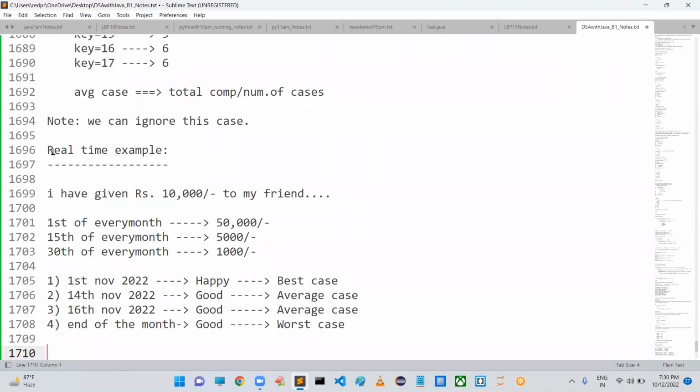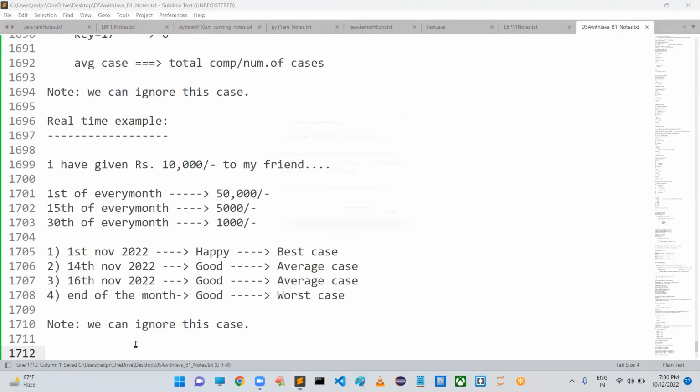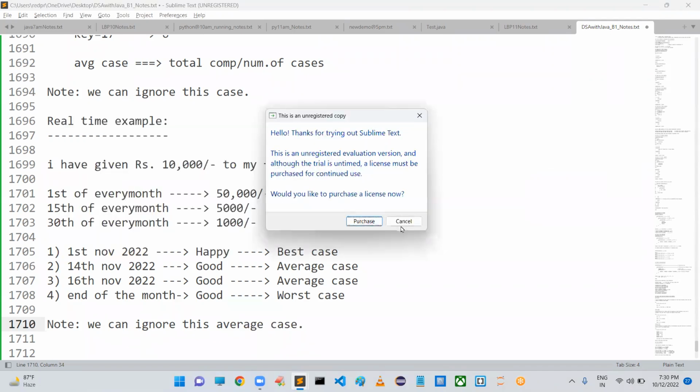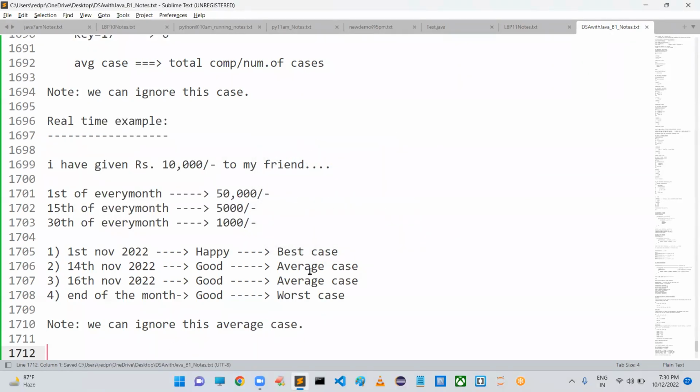Here also I am going to add this point again. Generally, which case will we ignore? We will ignore the average case. I think you got clarity on why we ignore it: because the time complexity will be the same for the average case and the worst case.